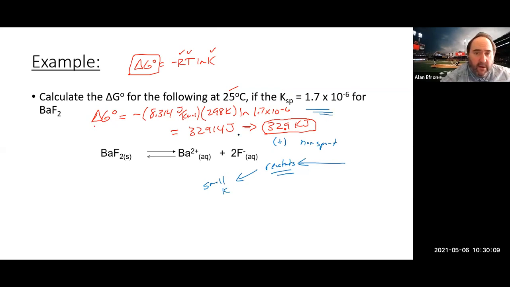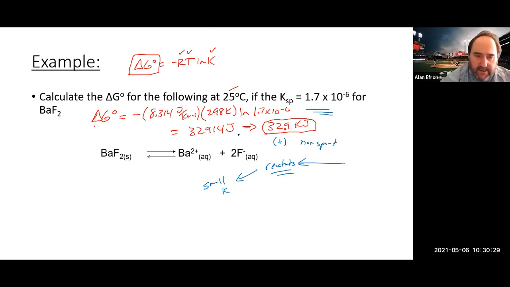So again, all these numbers sort of make sense with each other when you think about the relationship between the signs that we see for delta G and the values of K and so forth. Any questions on any of that there? All right, one last example here.